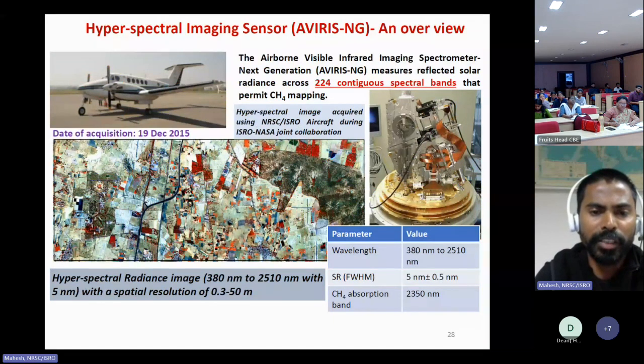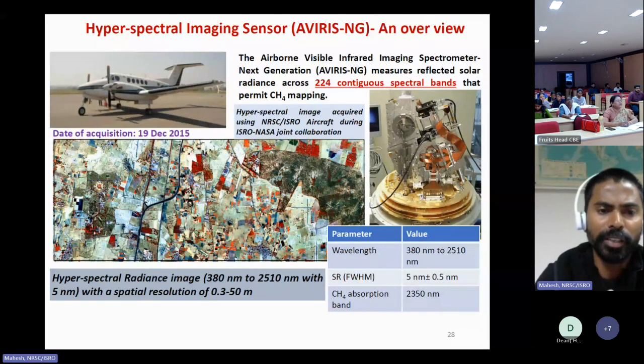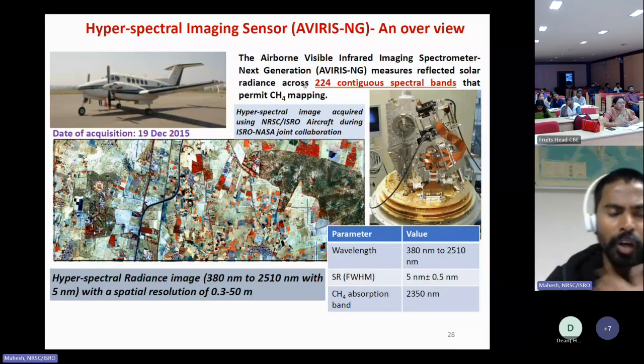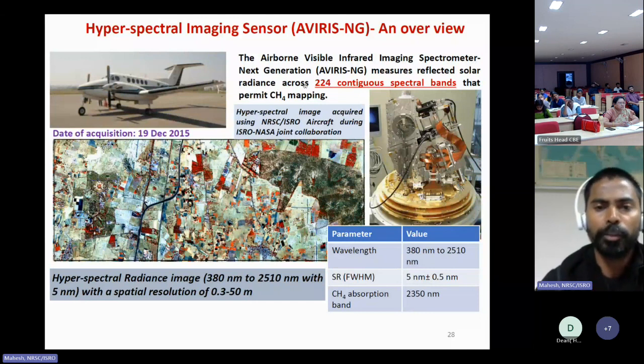This is a hyperspectral imaging sensor. Hyperspectral is nothing but continuous bands, basically with a high spectral resolution. Between two bands, the resolution is very narrow. So we obtained very high resolution data as part of the ISRO NASA collaboration. On board our NRSC aircraft, we have flown this AVIRIS-NG, that is the Airborne Visible Infrared Imaging Spectrometer. NG means next generation. So it has 224 spectral bands.